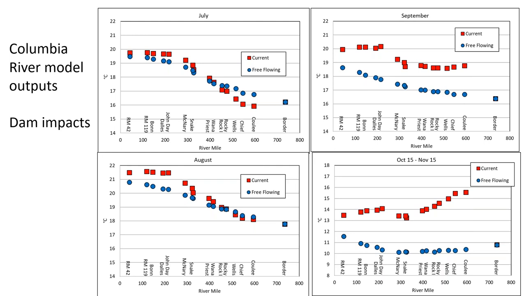And so you'll see, for example, Grand Coulee in July in the upper left. Grand Coulee is the first dam at River Mile 600, going from right to left. You go from the Canadian border, and then the next dam is Grand Coulee, and you'll see that actually the current condition is colder than it would have been with a free-flowing river. So this is why we use models, because people might generally say, well, dams are bad, they're going to increase the temperature of the river in the summer. We use models to understand why that might not always be the case. In this case, Coulee is actually releasing colder water than it would have under a free-flowing condition.